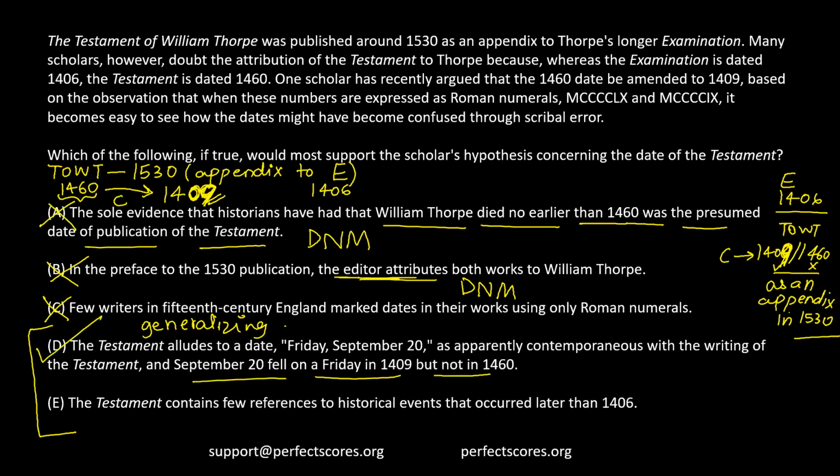Because it supports that this book was actually written in 1409, not in 1460, so you should change it from 60 to 9. Now, why E is wrong is, it says the testament contains few references to events that occurred later than 1406. So, that's relevant, I think. Yeah, it's irrelevant. It doesn't really matter. It doesn't establish anything. So D is the answer.